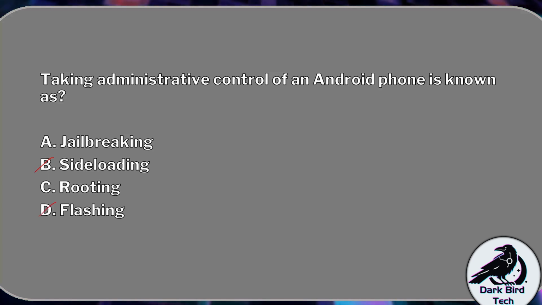Sideloading is where you install an app outside of the App Store. Flashing is normally where you're replacing the software on some sort of flash storage. So that leaves us with jailbreaking and rooting. Jailbreaking is taking admin control of iOS, and rooting is taking admin control of Android. It's the same kind of operation, but because it's 2 different OSs, we get 2 different terms here.